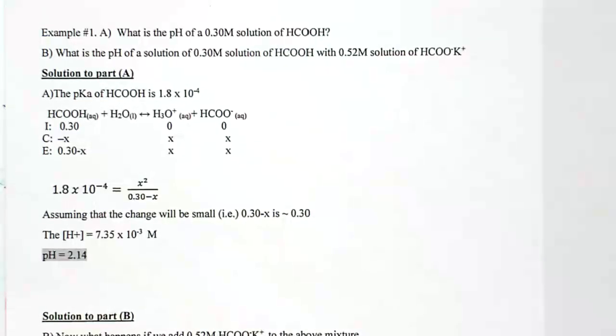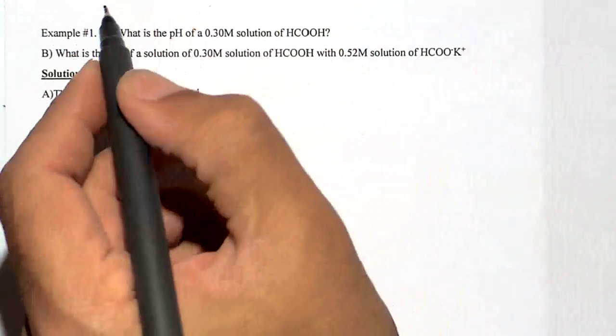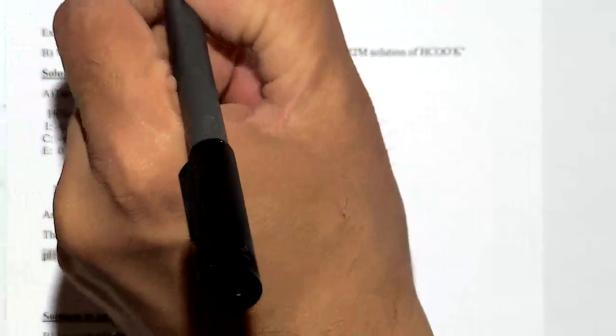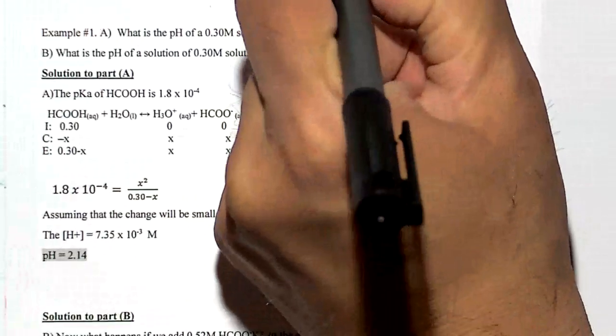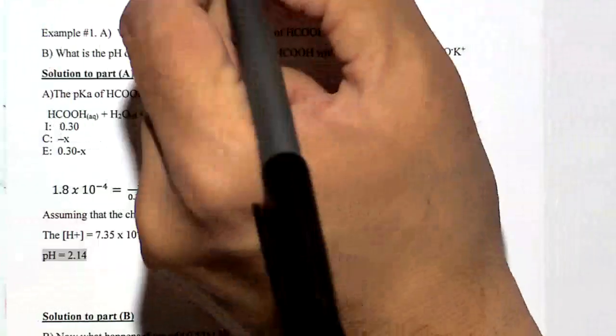All right, so this is something that should be a review for you guys. Okay. So first thing, when you're given a problem like this, what you want to do is identify it as a weak acid. Okay, why is it a weak acid? Okay, because it's not one of our 6 strong acids.